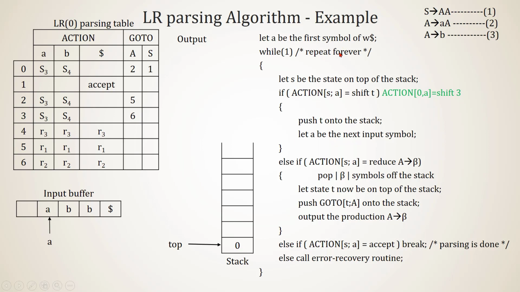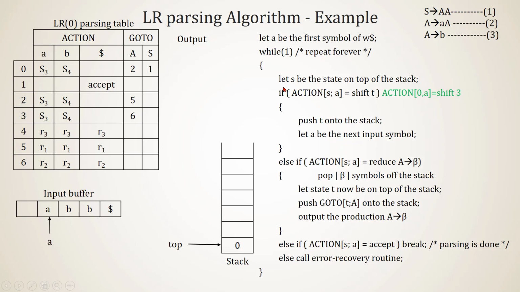So we just look at the algorithm. Here I have a while loop, while 1. While 1 means it will execute continuously, so actually it is an infinite loop, but some conditions will be there to terminate. Let S be the state on top of the stack. I already told you initially the stack will contain state 0. So S is 0.